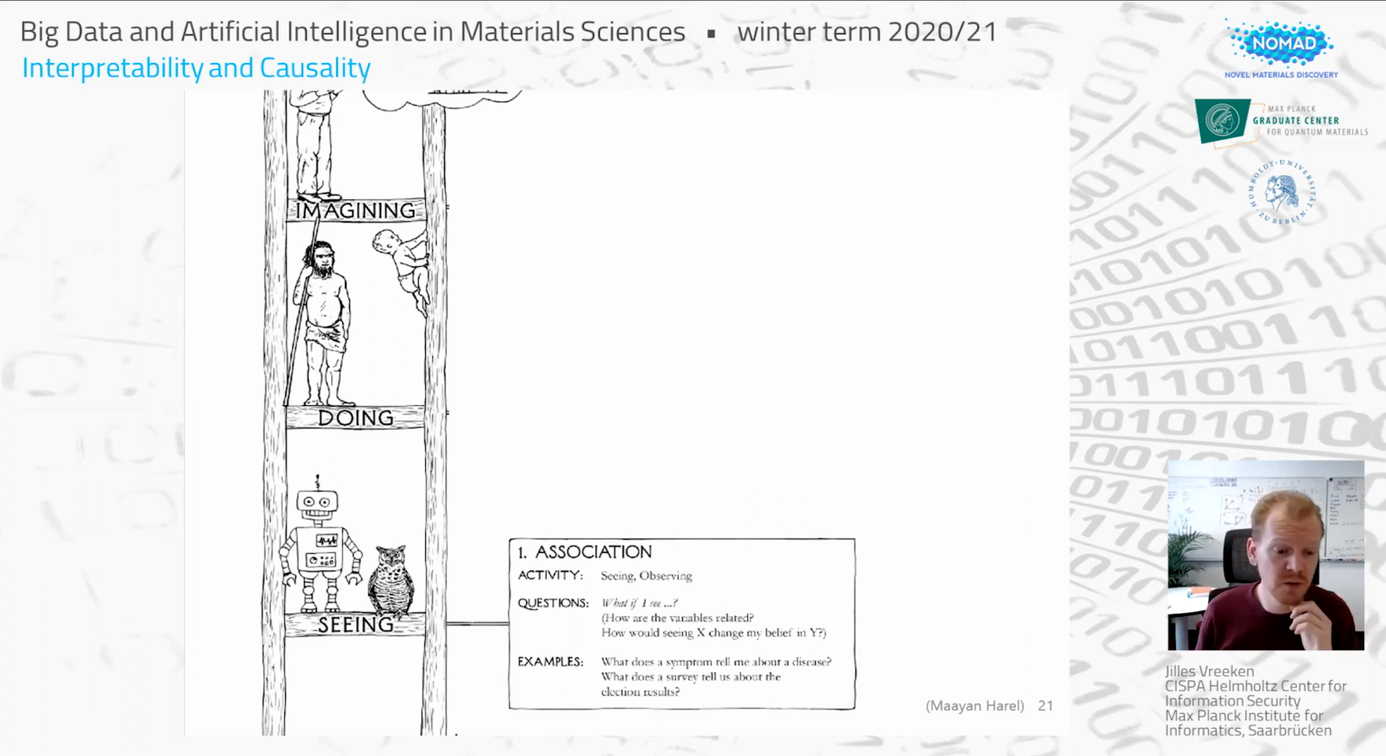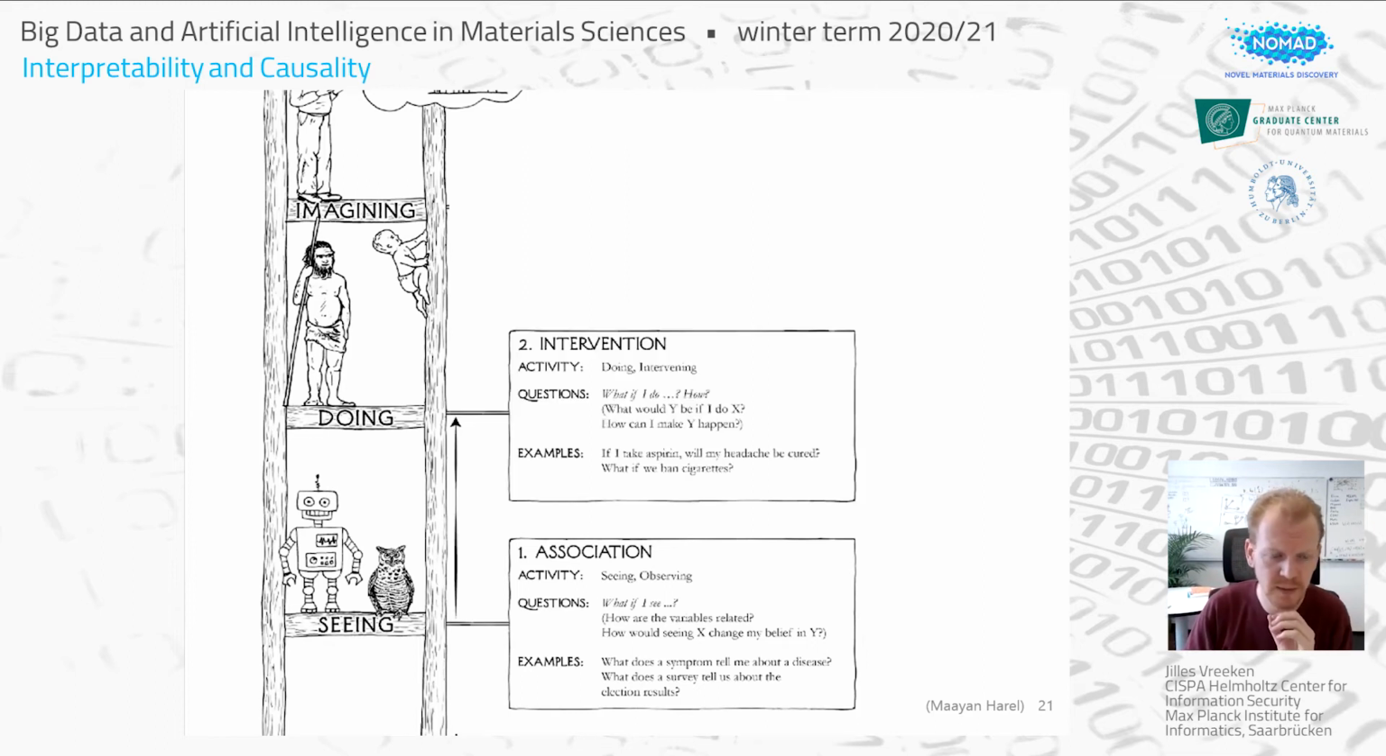And what can we answer? What are the types of questions that we can deal with? These are the what if I see, not what if I do, but what if I see? And questions such as, okay, how are variables related? I mean, if I see a change in X, do I also see a change in Y? Maybe they're causally related, maybe they're not, but it's the seeing. So what does a symptom tell me about the disease? What does a survey tell about the election results? Standard machine learning stuff. All good, right? I'm not saying anything like, okay, boo, machine learning. No, this is the stuff that we can do, and this is also why it works so well.